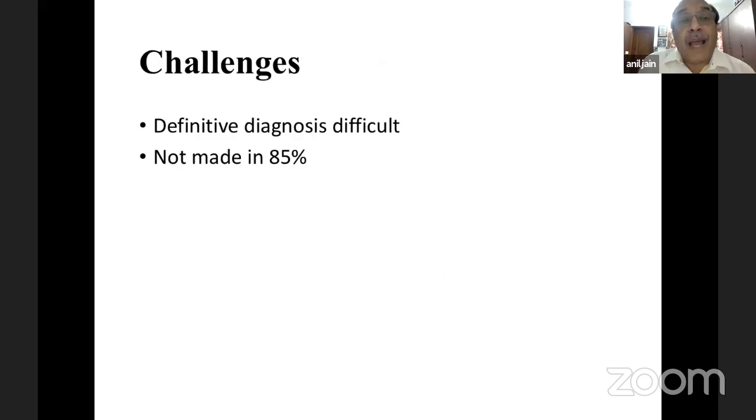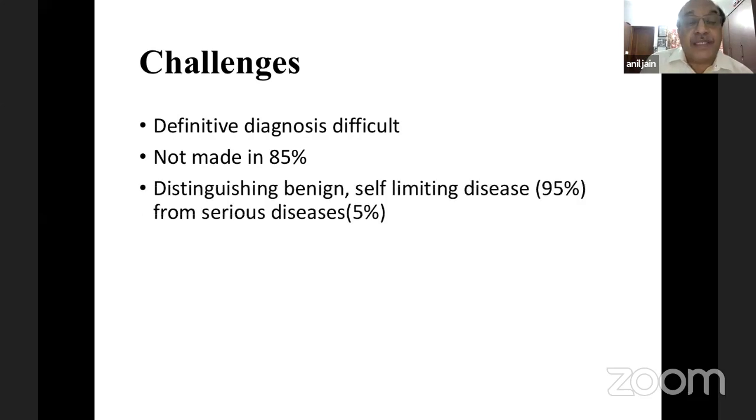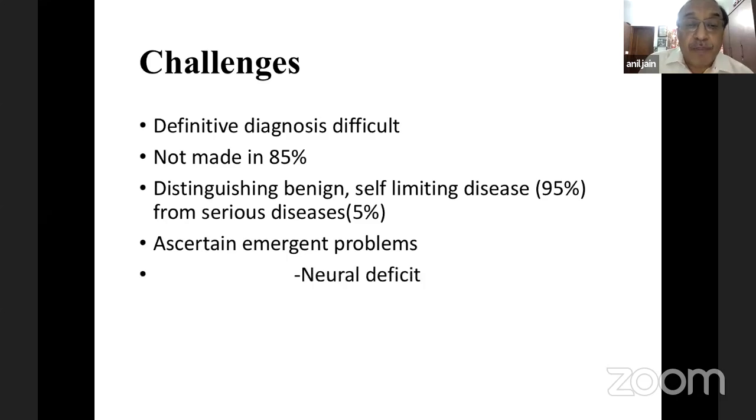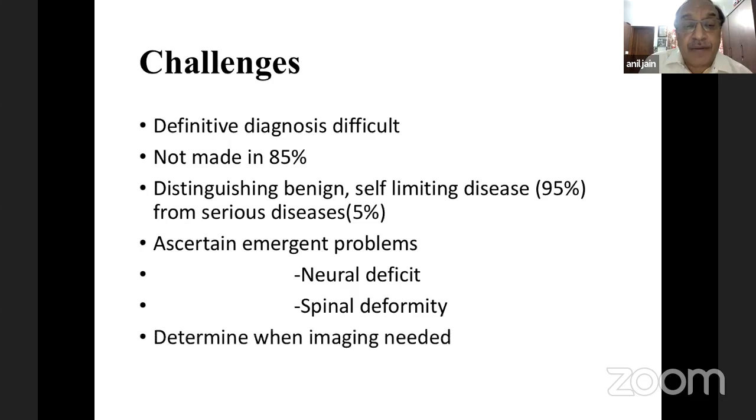Now back pain is a challenge because a definitive diagnosis is difficult and not made in almost 85% of instances. Our objective is to distinguish benign, self-limiting conditions, which are 95%, from the 5% serious diseases. Not only that, we have to ascertain emergent problems likely to come up in a particular patient, which may be a neural deficit, which may be a spinal deformity.